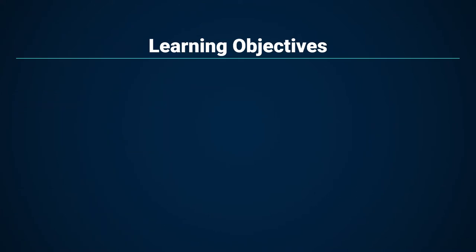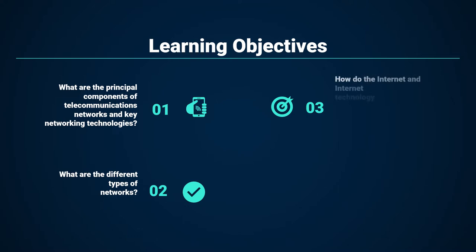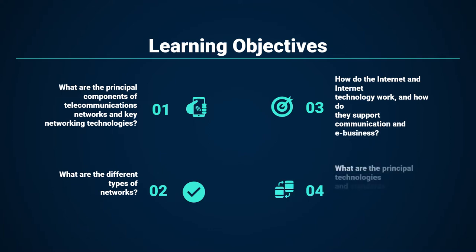Learning objectives. In this video, you will learn what are the principal components of telecommunications, networks, and key networking technologies. What are the different types of networks? How do the internet and internet technology work, and how do they support communications and e-business? And what are the principal technologies and standards for wireless networking, communications, and internet access?